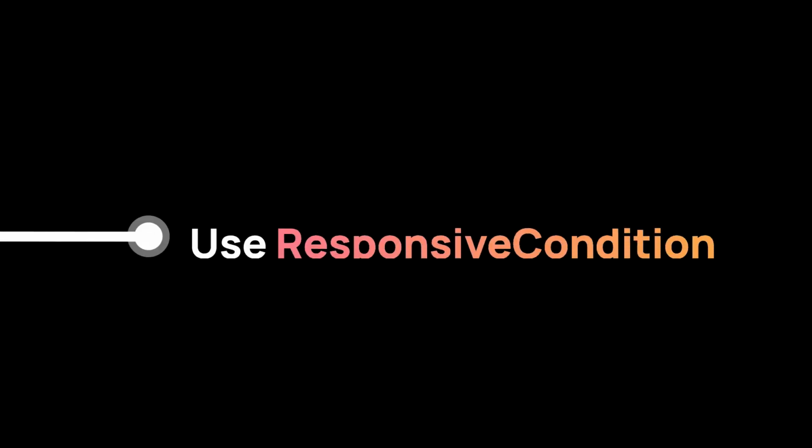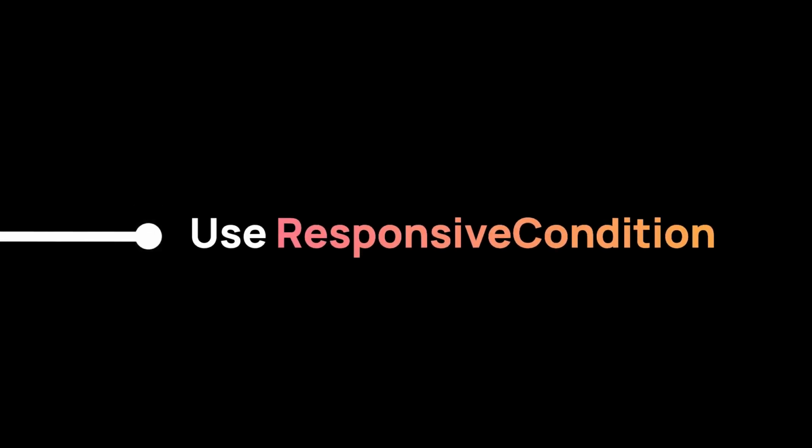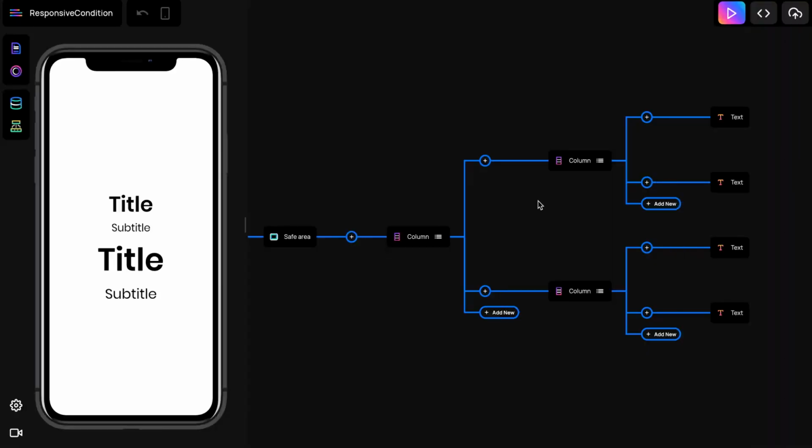Hey there! Today, I want to show you how to use the responsive condition widget in Teta. The responsive condition changes the UI of the application screen or widget according to the size of the different mobile screens. Let's see the following example.